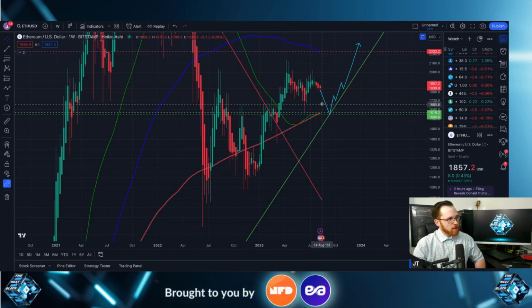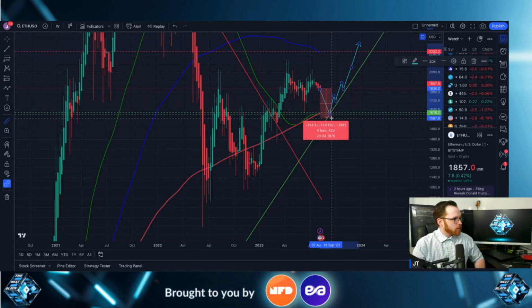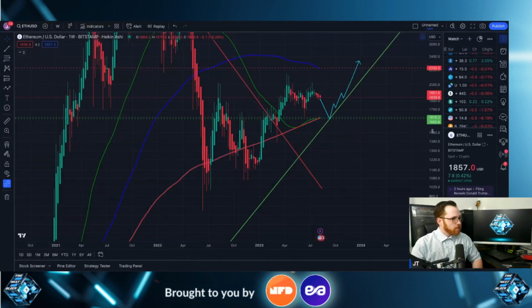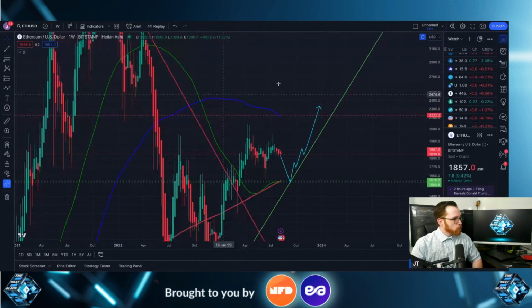So sometime between maybe now and early September, we could see this drop down from about $1,850, where it's at right now, to about $1,600, which would represent a drop of roughly 13% over the next 3 to 4 weeks. Now again, as with Bitcoin, these moving averages represent supports and resistance. So you have this 100-week moving average right here that would be resistance.